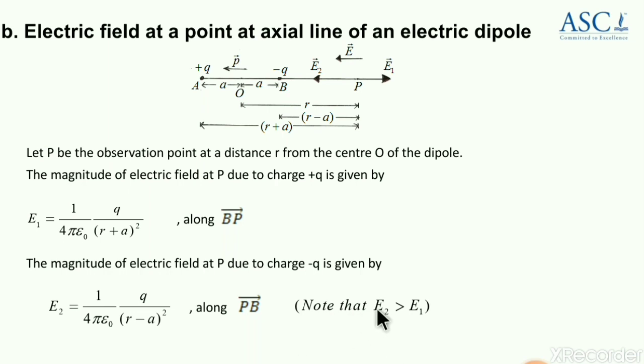One note I have mentioned: E2 is greater than E1. Now, when I show you the resultant field at P due to both E1 and E2, which one should we consider first?